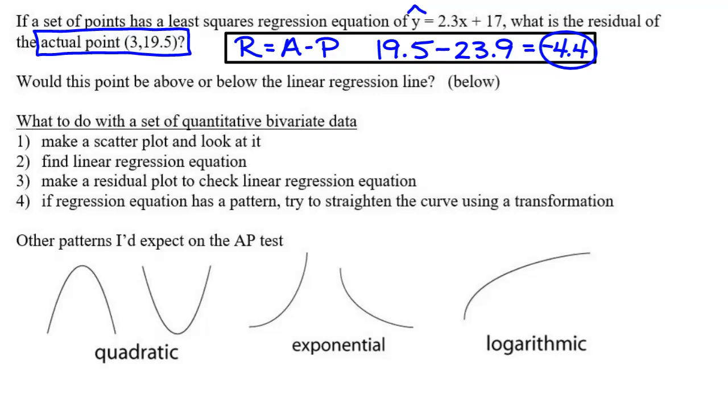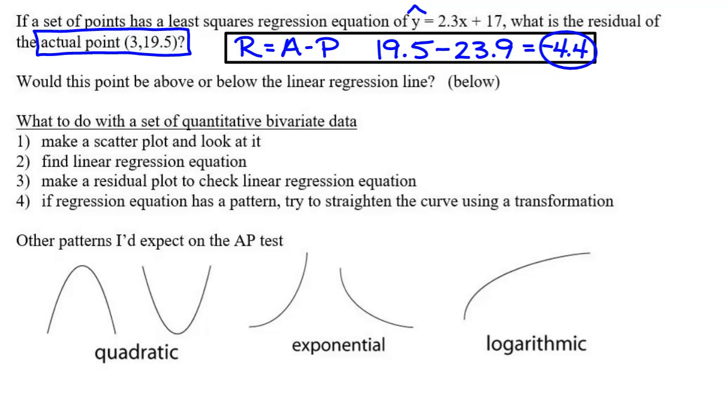Making a residual plot. This we can do on the graphing calculator, and I'm happy to show you as we get closer to the test how to make the residual plot using your graphing calculator so that you can check to see whether or not a linear model is appropriate. If your residual plot has a pattern to it, you can try to straighten the curve using a transformation, using a quadratic transformation, an exponential transformation, or a logarithmic transformation.